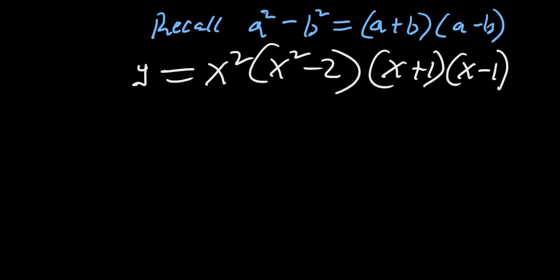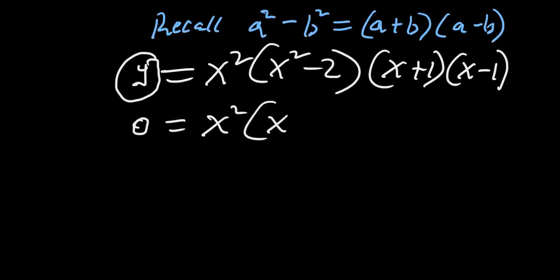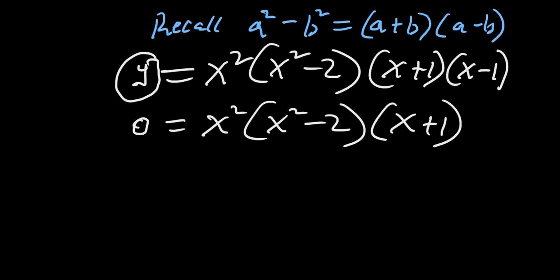So now, the x-intercepts occur when y is equal to 0. Therefore, we are going to change y to 0, and now we're going to have 0 is equal to x squared, times x squared minus 2, times x plus 1, times x minus 1. At this point, we are going to set each of these factors to 0. In order to find the zeros of the function, we are going to set them to 0.